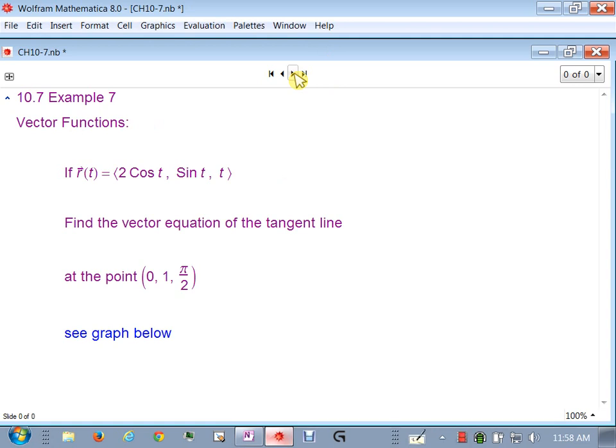So here's a problem where I'm asking to find the vector equation of the line tangent to this curve at this point. What's the difference between this problem and the previous problem, the one that we did a few ago? We're in 3D now, right? For the vector equation of the line, I need r prime, don't I? Yes? So let's go ahead and get r prime now.